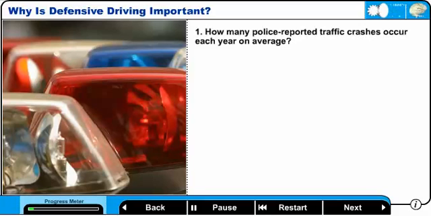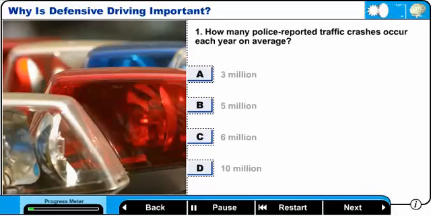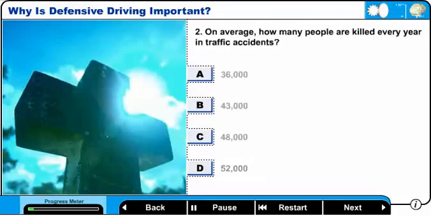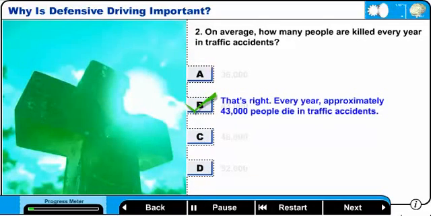For example, do you know how many police-reported traffic crashes occur each year on average? Is it A, 3 million, B, 5 million, C, 6 million, or D, 10 million? That's right. Every year, approximately 6 million crashes are reported to police. On average, how many people are killed every year in traffic accidents? A, 36,000, B, 43,000, C, 48,000, or D, 52,000. That's right. Every year, approximately 43,000 people die in traffic accidents.